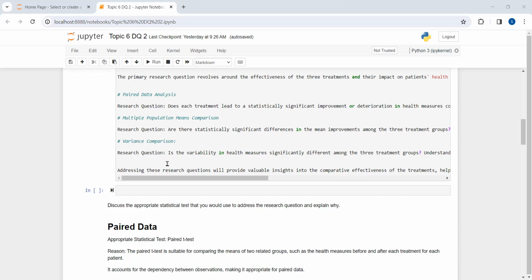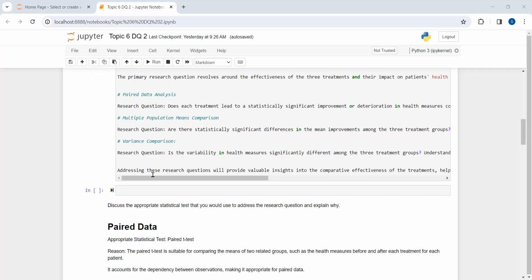For multiple population means comparison, the research question is, are there statistically significant differences in the mean improvement among the 3 treatment groups? For variance comparison, the research question is, is the variability in health measures significantly different among the 3 research groups?